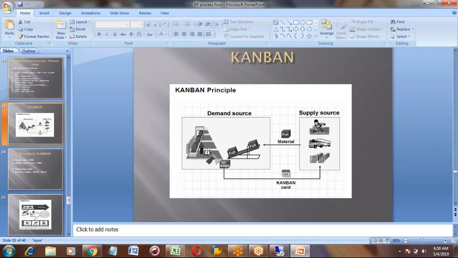Okay. So what happened about the empty box? It will go back. If it is a reusable box, it will go back to the warehouse again. He will fill that and he will send it. If it is a non-usable box, they will scrap.